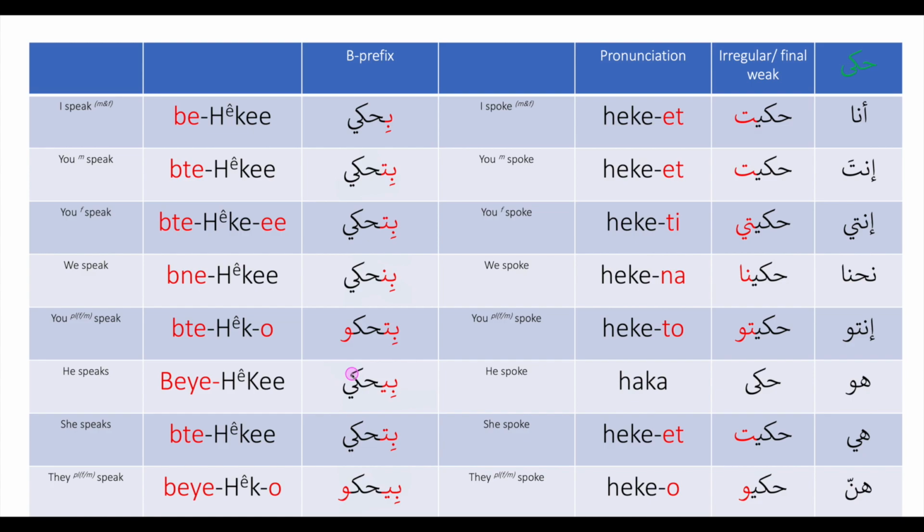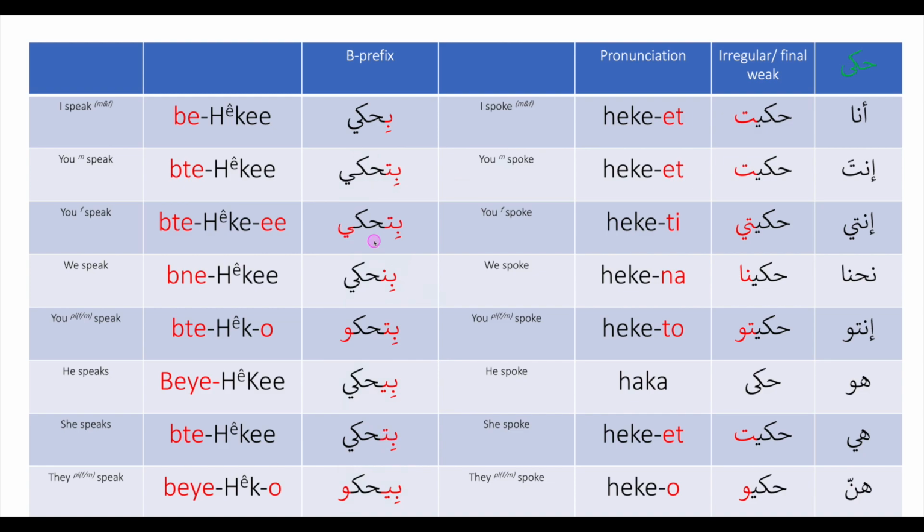What did we notice here? The R has been replaced with an E in all subject pronouns. Like, أنا بحكي, أنت بتحكي, نحن بنحكي, هو بيحكي and هي بتحكي.